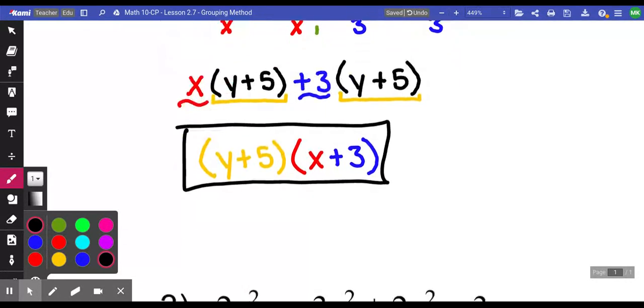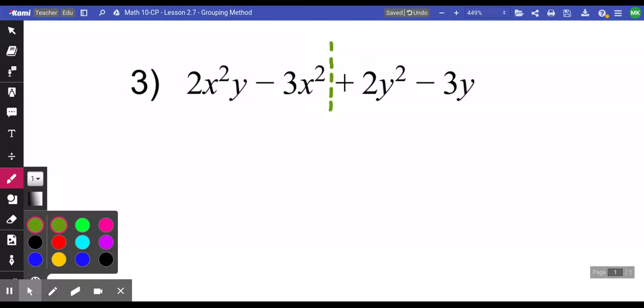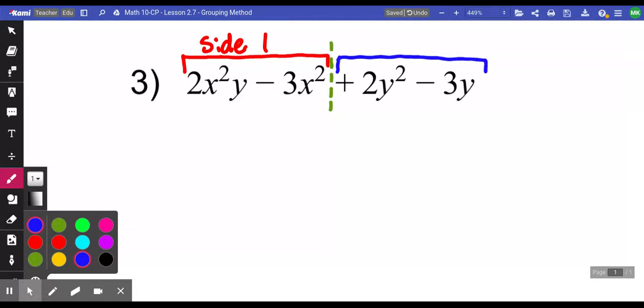Let's do another one. I look at number 3. The first step is to count how many terms you have. I have 4 terms. That means I want to do my grouping method. With my grouping method, I need to take my polynomial and cut it in half right after the second term. This creates 2 sides. I have side 1 over here, the red side, and I have side 2 over here, the blue side. On the red side, I take out a greatest common factor now. I'm going to take out an x squared.